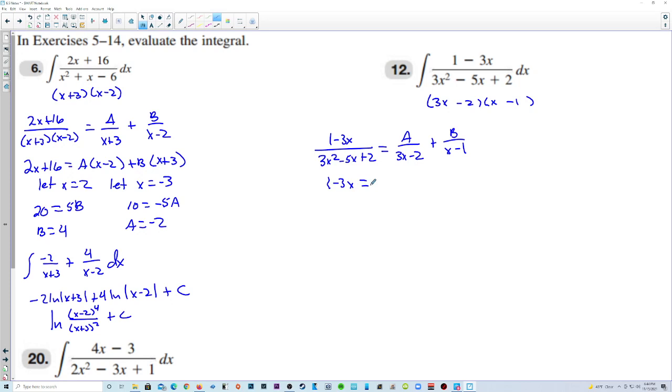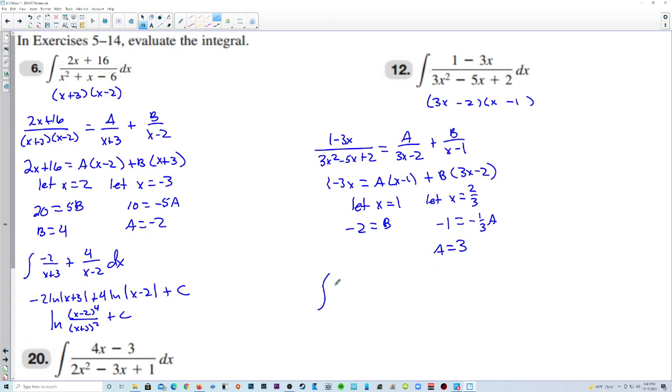1 minus 3x is equal to a times x minus 1 plus b times 3x minus 2. So we're going to let x equal 1. So 1 minus 3 is negative 2 is equal to, well, 3 minus 2 is 1, so b is negative 2. Now we'll let x equal 2/3. So 1 minus 2 is negative 1, and 2/3 minus 3/3 is negative 1/3. Negative 1/3 a, so a ends up being 3.